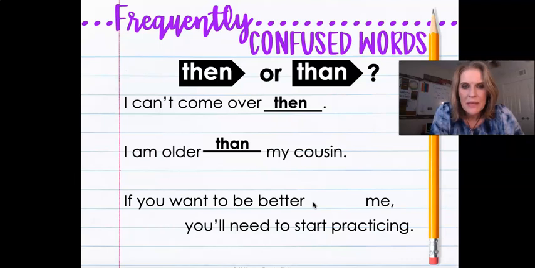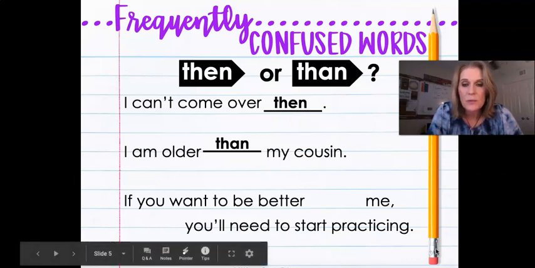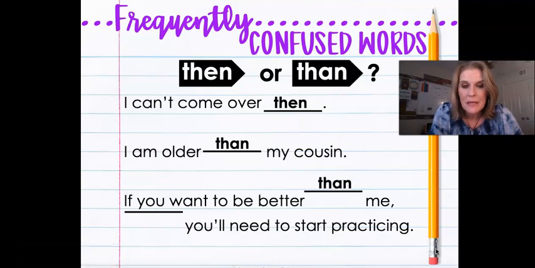Let's look at the next one. If you want to be better than me, then you'll need to start practicing. Ooh, that one's a good one. So let's look at the first part of it. If you want to be better than me, it's comparing you with me, right? It's a comparison. So for the first one, we're going to go with the THAN. Okay, look at the next one. Then you'll need to start practicing. Okay, so as a result or over time, you're going to need to start practicing. So we're going to use the THEN on that second part.